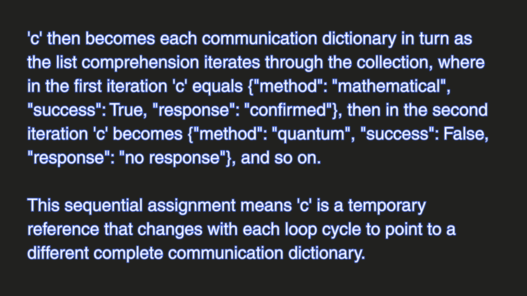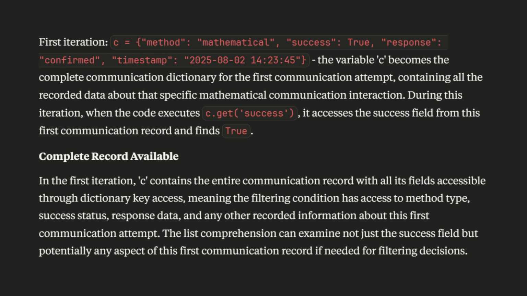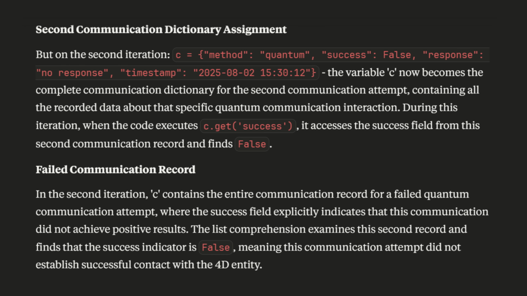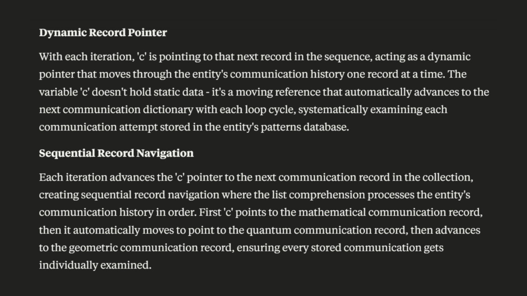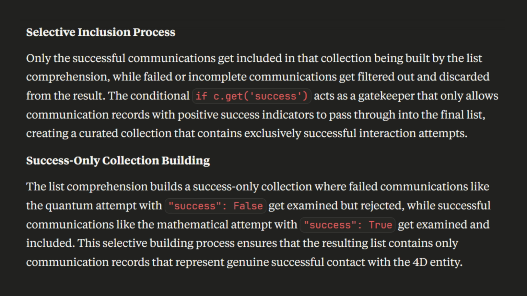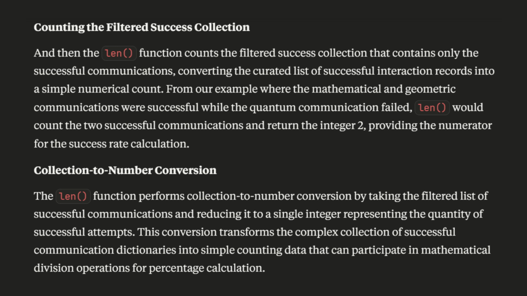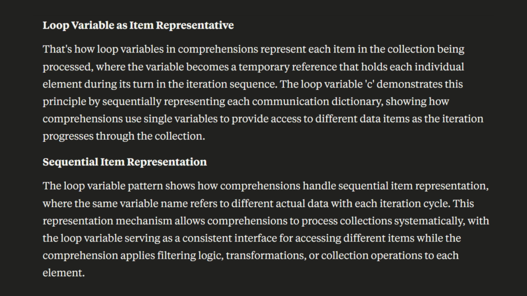First iteration, c equals communication data 1. But on the second iteration, that c loop variable becomes communication data 2. So then the c.get success checks if c is pointing to a record that has a success key that equals true. And with each iteration, it's pointing to that next record. Only the successful communications get included in that final list, and then the length, the len function, counts only those successful communications. So that's how the loop variables in comprehensions represent each item being processed, and c is our temporary name for whatever communication record we're currently examining as part of this loop.